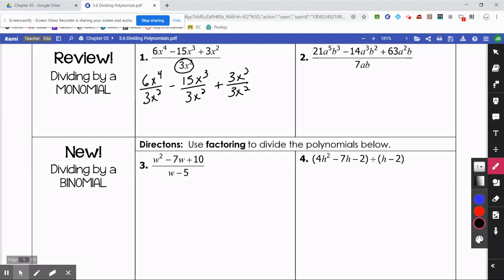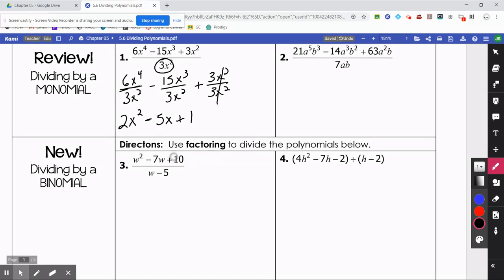Then you use simple properties of your exponents. First term, 6 divided by 3 is a 2. There's 4 x's on top, 2 on bottom. Subtract them, you're left with 2 on top. Minus 15 divided by 3 is 5. 3 x's on top, 2 on bottom. Subtract them, you're left with 1. The last term, 3 divided by 3 is 1, and you have to put this 1 as a placeholder because your x's actually cancel completely, and you do have to put that plus 1 at the end.